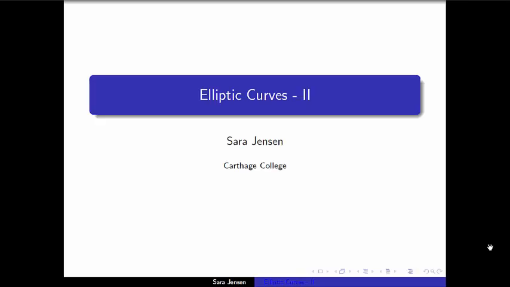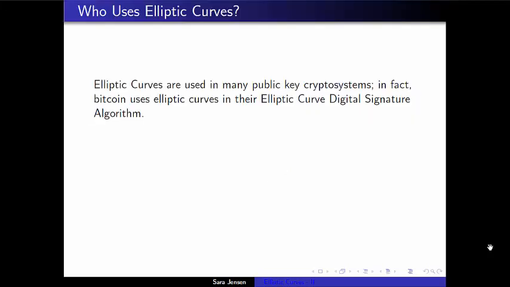In this second video on elliptic curves, we're going to take the associative binary operation that we learned about in the first video and see how we can form a group out of the points that lie on elliptic curves. One reason that we really want to do this is that elliptic curves are used in a lot of different public key cryptosystems, and perhaps the most famous example of this is Bitcoin. Bitcoin actually uses elliptic curves in their digital signature algorithm, and so it's nice to know that this is being used in a very modern day atmosphere.